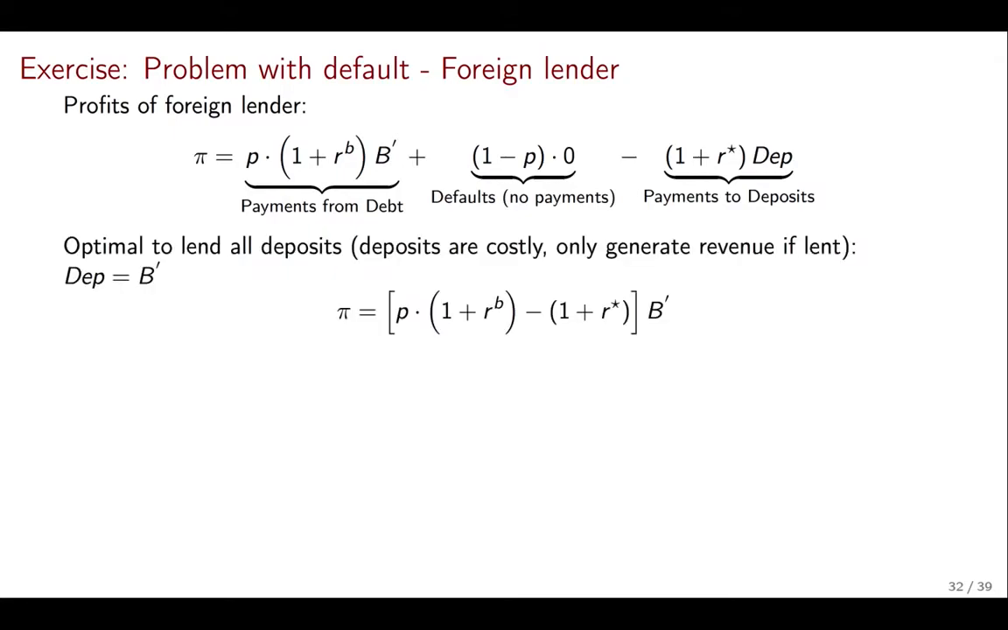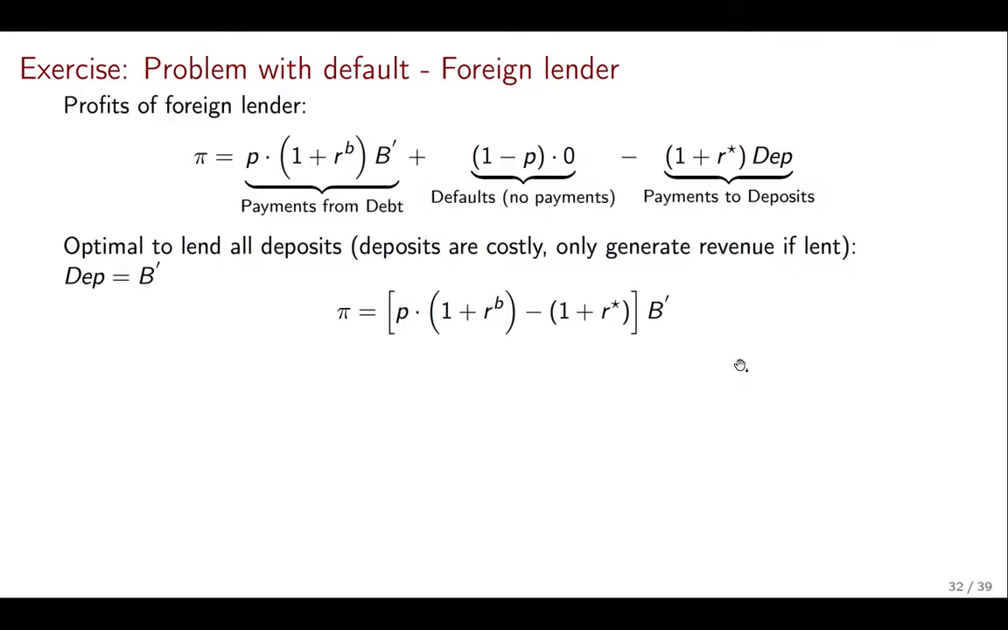Okay, now we're going to find out that it is optimal for the lender to lend all deposits. Deposits are costly and they only generate revenue if they are lent to others. And so deposits are going to be equal to B prime. That's an optimal condition for the foreign lender. And when we replace this, we can find that the profits of the lender are actually linear.